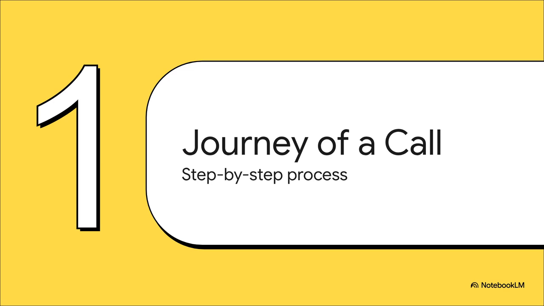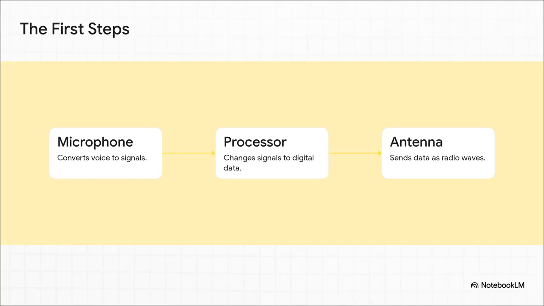So let's look at Section 1, the journey of a phone call. When you actually speak into your phone, your voice starts out as just sound waves in the air. The very first step, your microphone captures those waves and translates them into electrical signals. Then, your processor jumps in, taking those raw signals and changing them into digital data, basically the language of computers. And finally, your phone's antenna takes that digital data and beams it out into the world as radio waves.